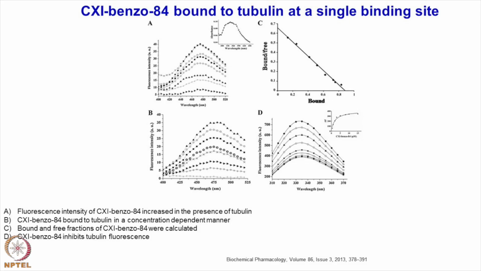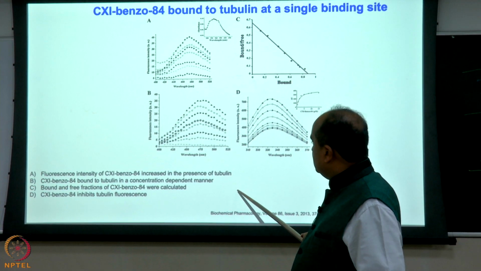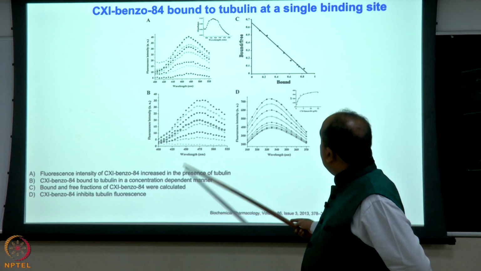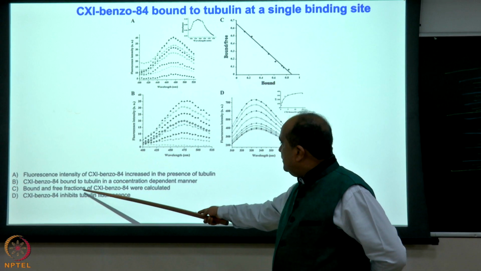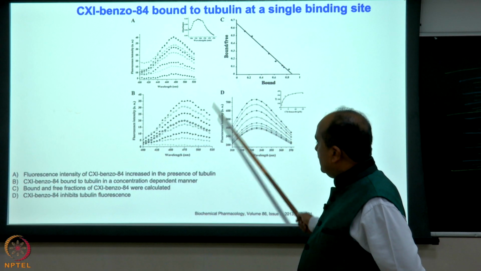So, that is another drug I just gave you previously, colchicine. Suppose you are coming up with a new drug, CXI benzo 84. It is a new drug, not in the market yet, we want to bring it, bound to tubulin at a single site. So, essentially you can do all these experiments where fluorescence intensity is dropping in the presence of increased concentration of tubulin. Now, in B you can plot the CX benzo bound to tubulin in a concentration dependent manner, like you can change the tubulin and find it out.